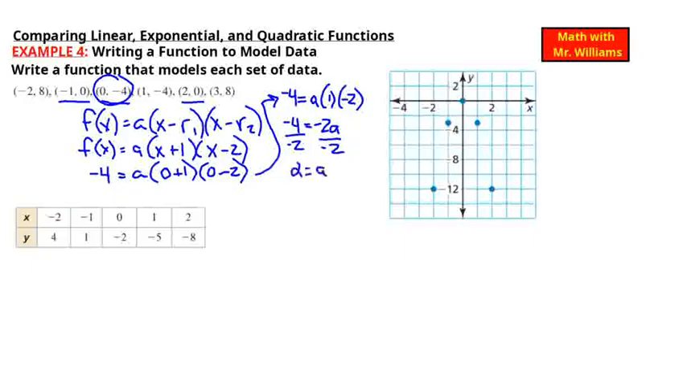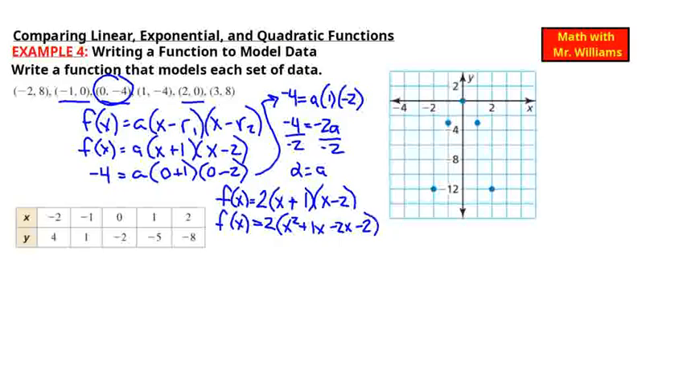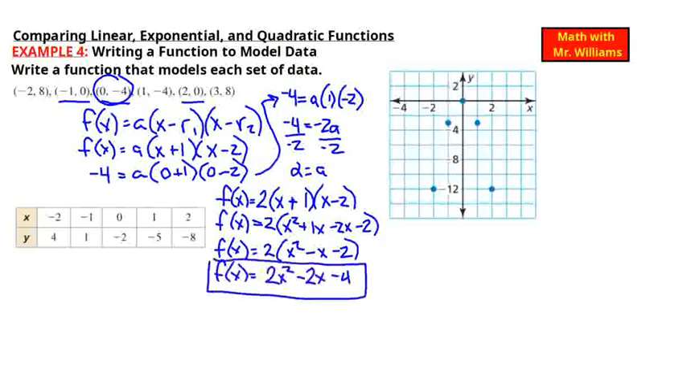So let's go ahead and plug that back in now. So now we have f of x equals 2 times parentheses x plus 1 and x minus 2. We're going to go ahead and use our FOIL method, leaving 2 out front, and it'd be x times x gives us x squared. Then we have 1 times x is 1x. Then we have -2 times x is -2x. And 1 times -2 is -2. Let's go ahead and combine these like terms. Now we multiply everything by the 2 out front, and we arrive at our quadratic function. All right, let's go on to the next one.